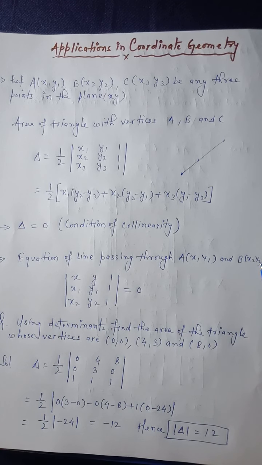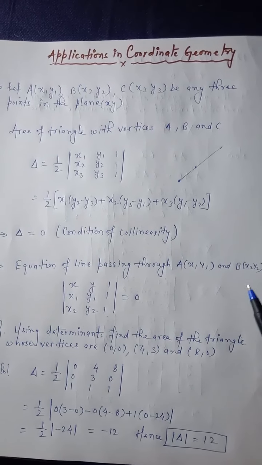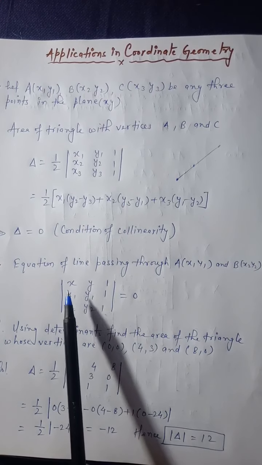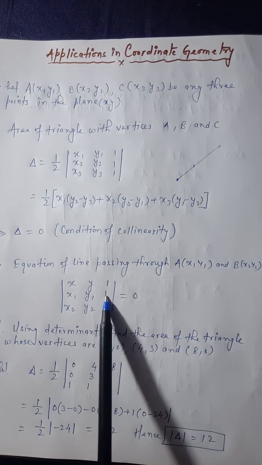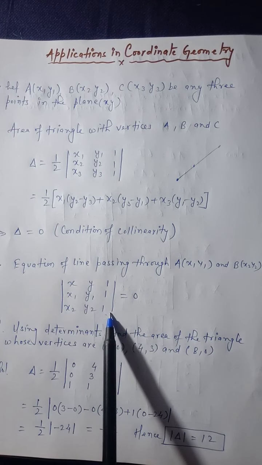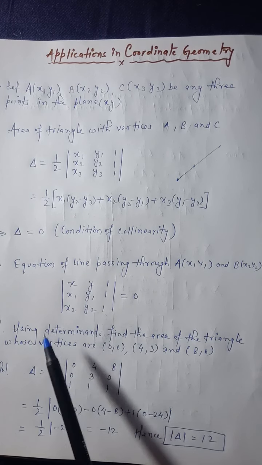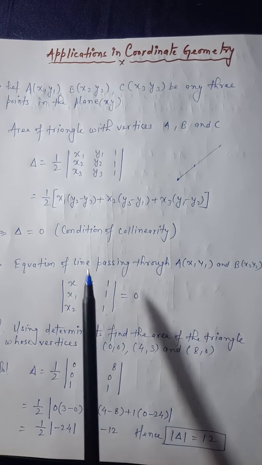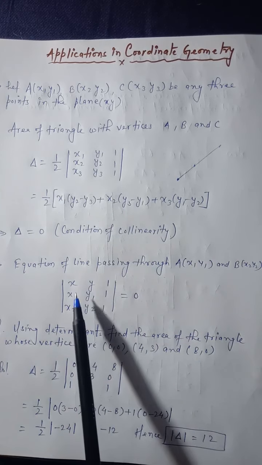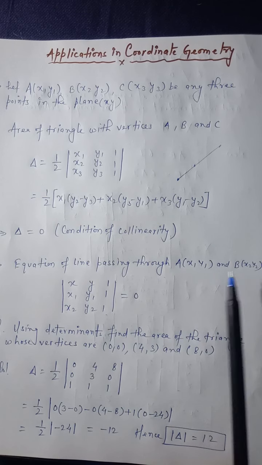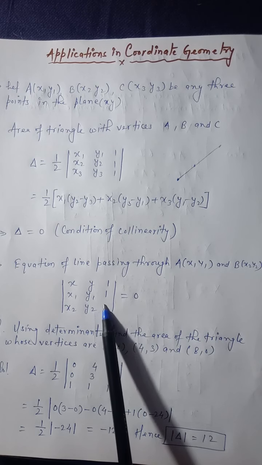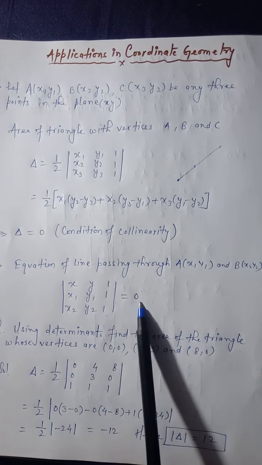And one more point is here, when a line is passing through A and B, this is x1, y1 and x2, y2, and what will be the equation of line? This is so simple. Write x, y, 1; x1, y1, 1; and x2, y2, 1, remember. Because instead of the third point x3, y3, 1, I am taking x, y, 1, because the line is passing only through 2 points. So by using this formula, we can find out the equation of a line passing through 2 points.